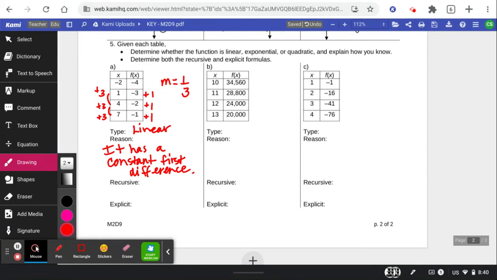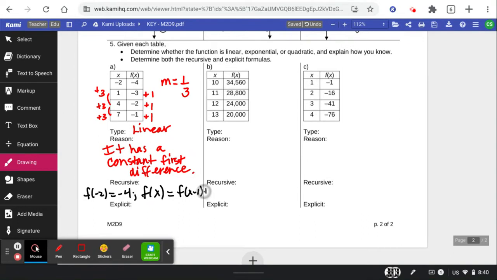And then the recursive goes f of -2 equals -4. And remember that you can use any term. I just like to use that first term. And then f of x equals f of x minus 1 plus 1/3.